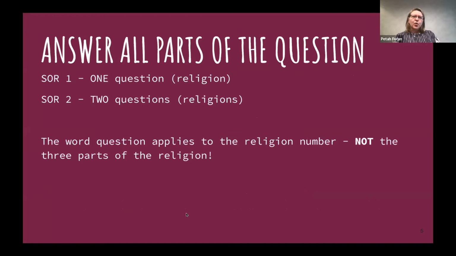So answer all parts of the question. SOR 1 students will have 1 question. By question, we mean religion. And I'll show you an example of that in a moment. Section 2 had to answer 2 questions, so 2 religions. The word question, as it says here, applies to the religion question number, not 1 or 2 parts of the actual question.